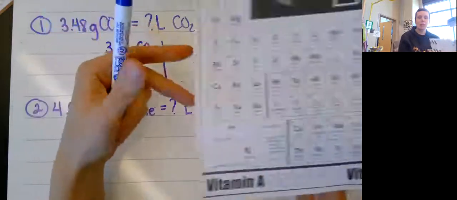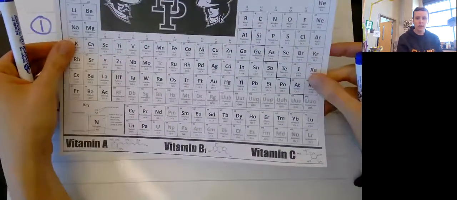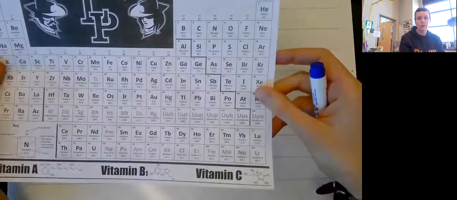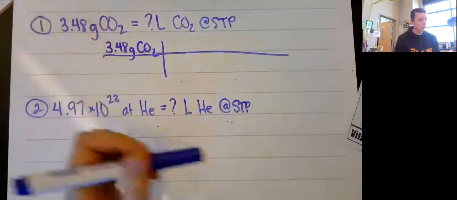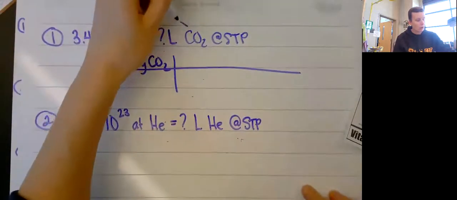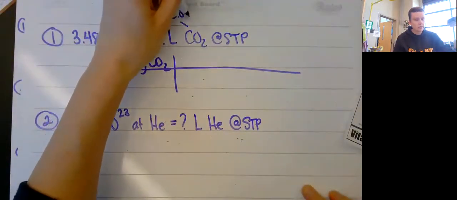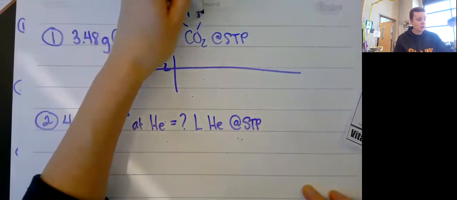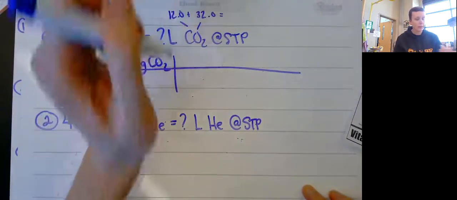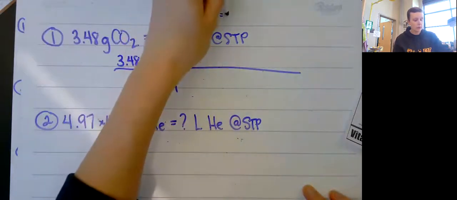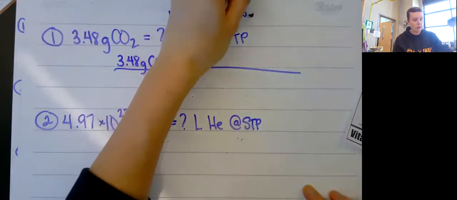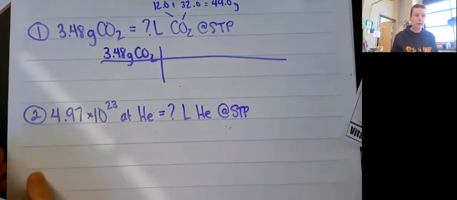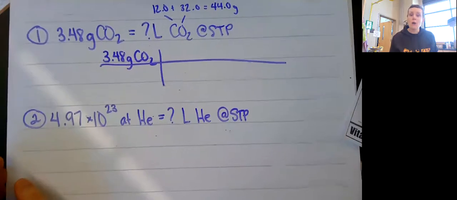So let's add up carbon dioxide from the periodic table. Well, carbon has a mass of 12.0, oxygen 16.0. 1 carbon is 12.0, okay? 2 oxygens, 16.0 times 2, 32.0. Add those 2 together, 44.0 grams. Remember, when you're adding those numbers on the periodic table, you're always getting grams, okay? That's the number of grams in 1 mole, okay?